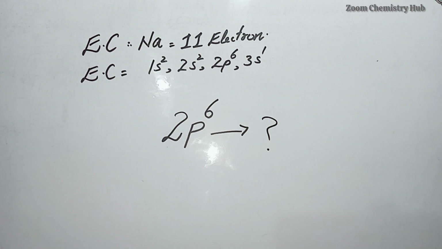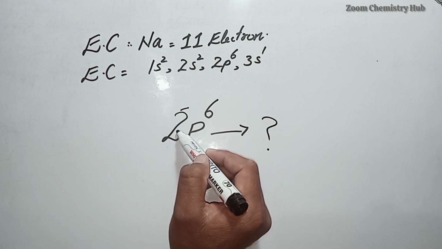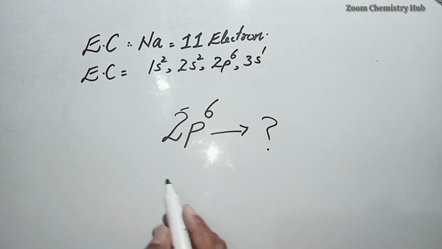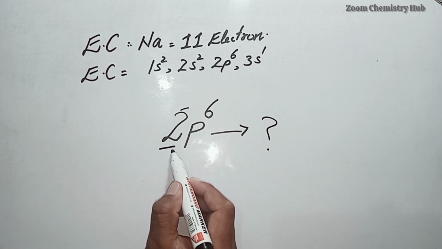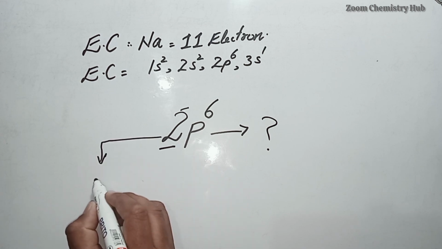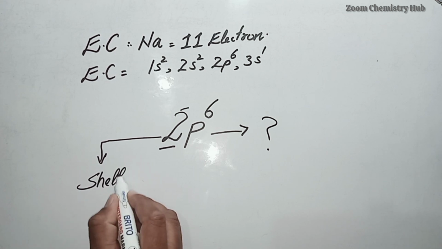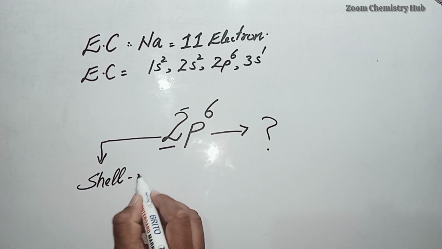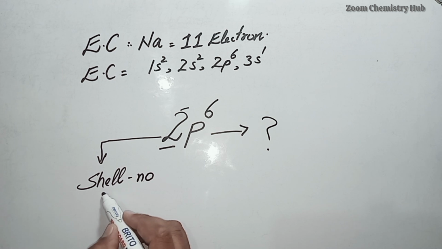Today in this video we will learn what these letters and digits actually mean. So here, this 2, which is right on the left side, is the shell number or the energy level.